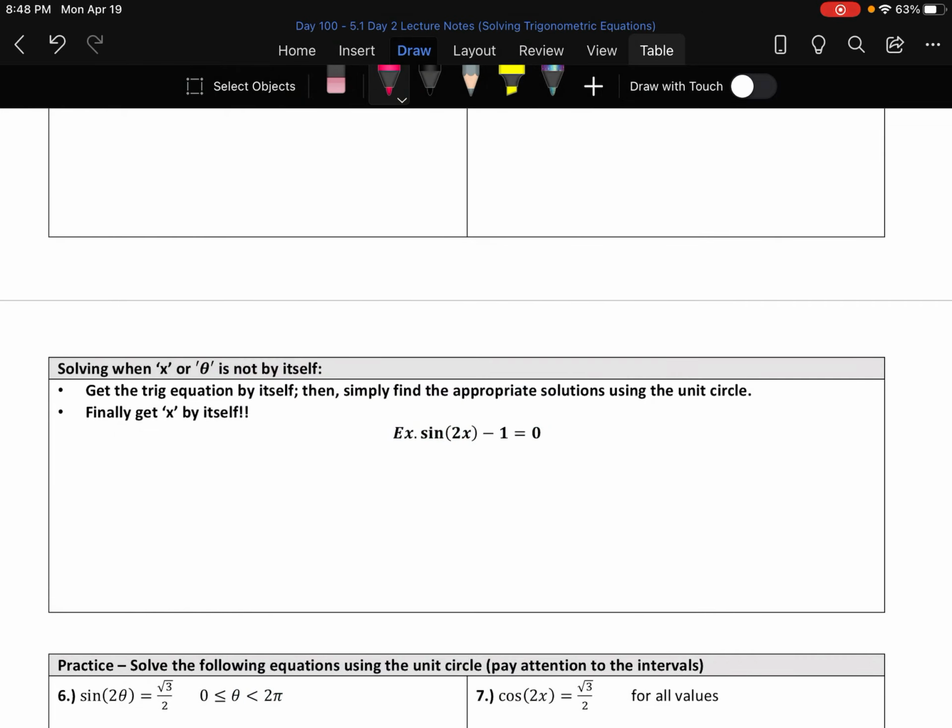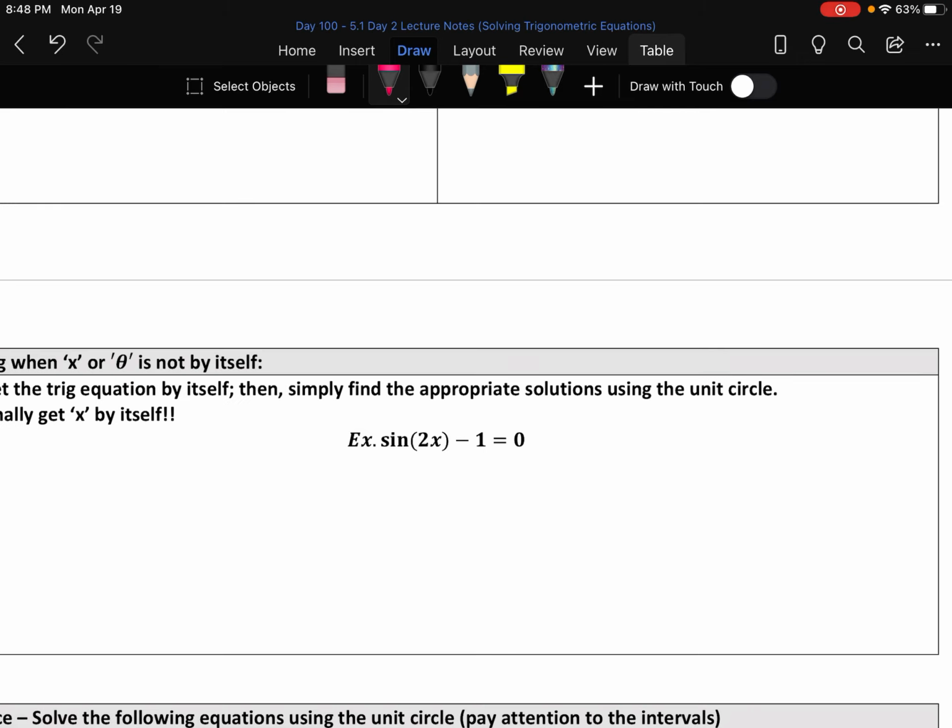We have this example here, sine of 2x, notice that 2 in front of the x, minus 1 is equal to 0. Once again, we want to get the sine by itself. Well, there's a minus 1 there. So in order to get sine by itself, we have to undo that minus 1 by adding 1 to both sides of this equation. So we end up with sine of 2x is equal to 1. Nothing too complicated there.